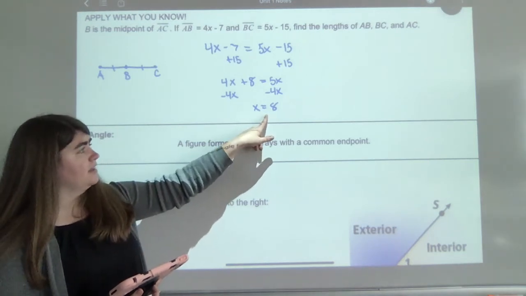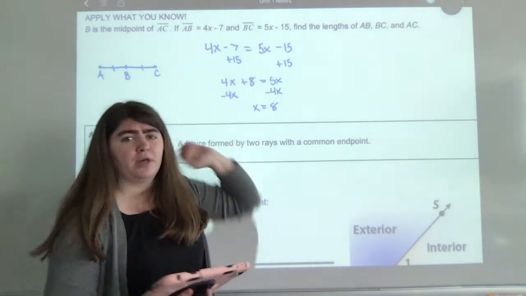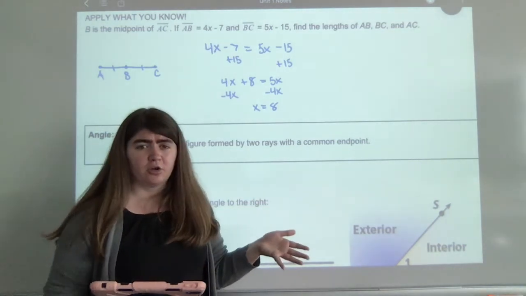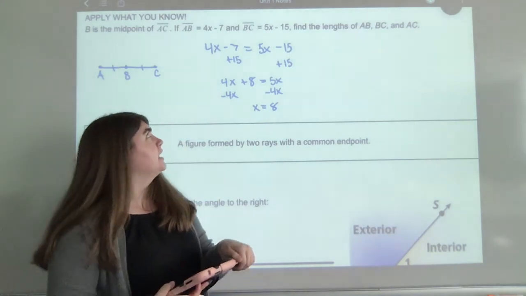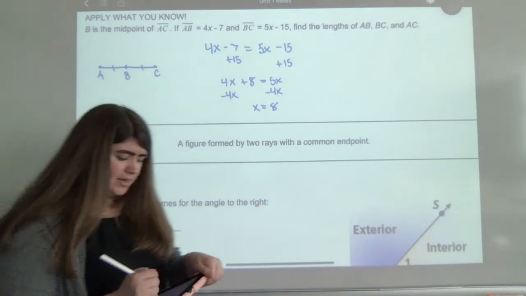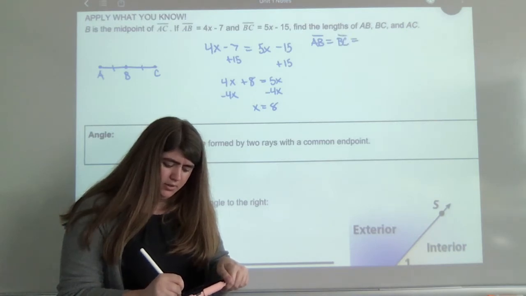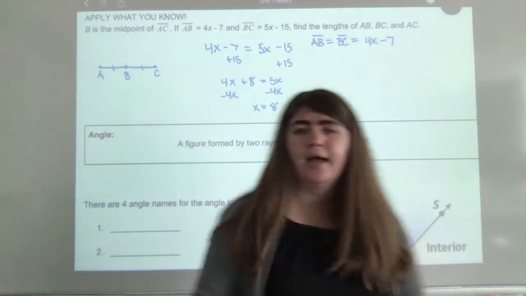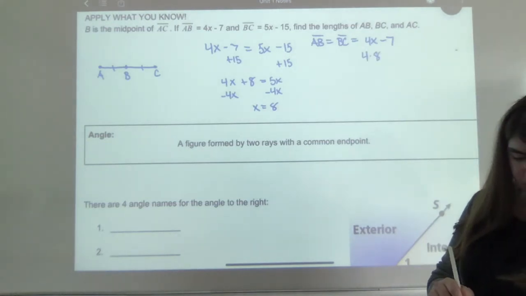All right, now I'm going to take this x value and I'm going to pick one of these equations to plug it into. It doesn't matter which one. Because AB and BC are congruent, it's going to be the same answer regardless of which one you pick. So I'm going to go ahead and pick AB. So I have AB is equal to BC, which is equal to 4x minus 7. And I'm going to go ahead and plug my x in. So I have 4 times 8 minus 7.